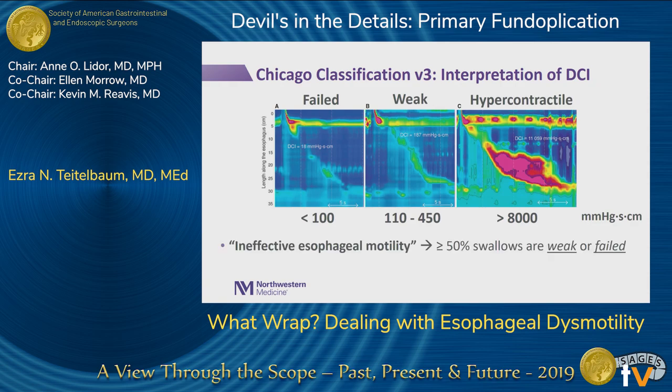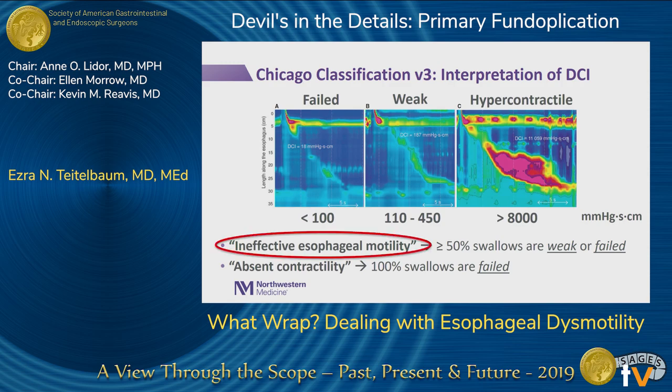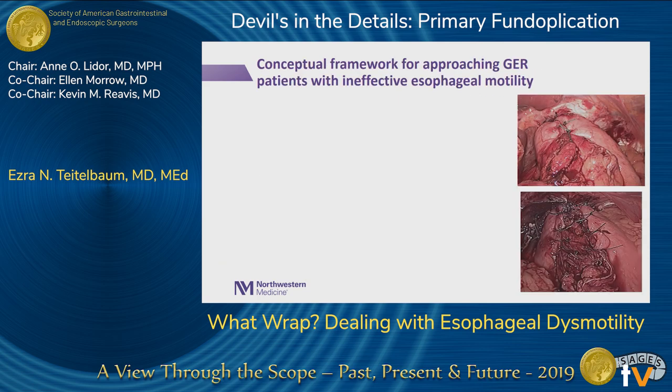A patient is labeled as having ineffective esophageal motility if half the swallows are failed or weak. And then absent contractility is if 100% of swallows are failed. I would say this is a major disorder of esophageal motility, so those patients are very different and very complicated. For today, I'm just going to focus on these IEM patients. And this is a very common secondary or minor diagnosis of dysmotility.